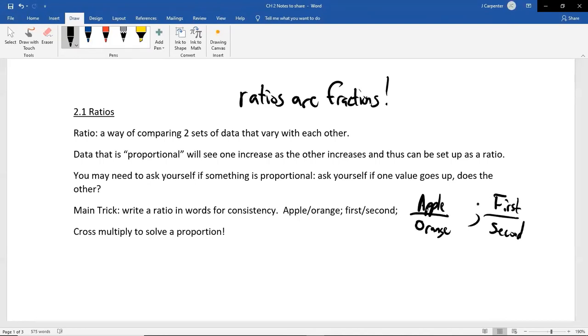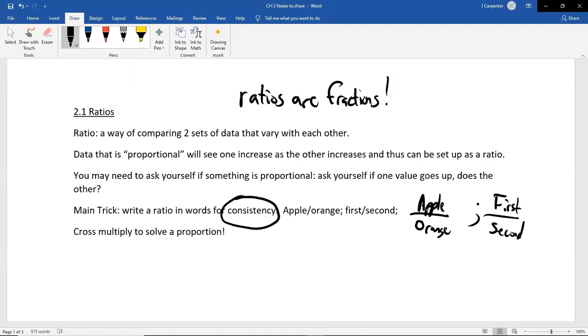Does it matter which one you put on top? In fact, no. And that's the whole point of this. That's the beauty of ratios and proportions, is that when you're dealing with proportional relationships, you could write apple over orange, or you could write orange over apple. You just have to be consistent.